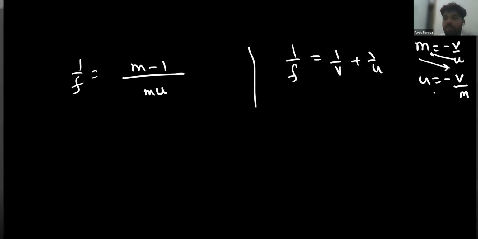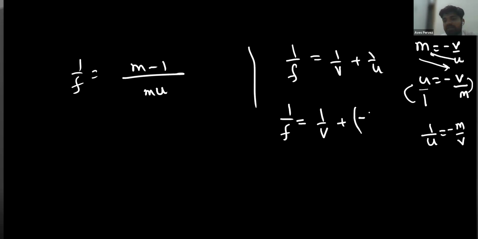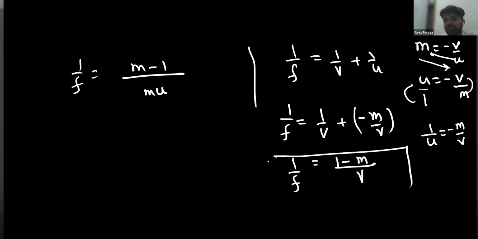Now what is going to happen? You can write u as u upon 1. Now take the reciprocal of this one, then the reciprocal of this one also. You can get 1 by u is equal to minus m by v. Understood? Yes. Now write 1 upon f is equal to 1 upon v plus minus m upon v. Now take v as the LCM. You can write here 1 minus m upon v. So this is the formula for v.